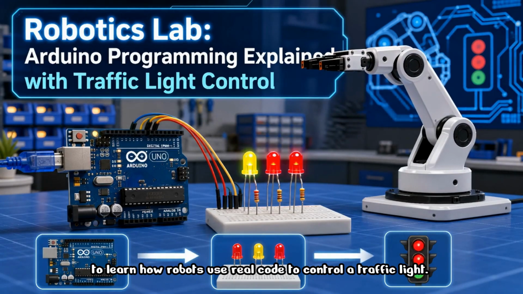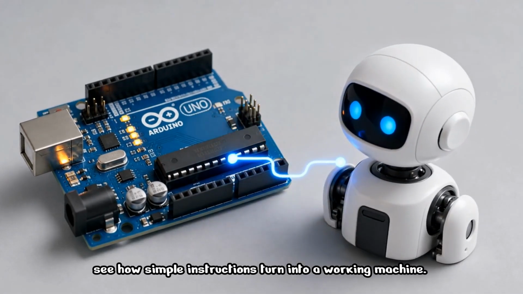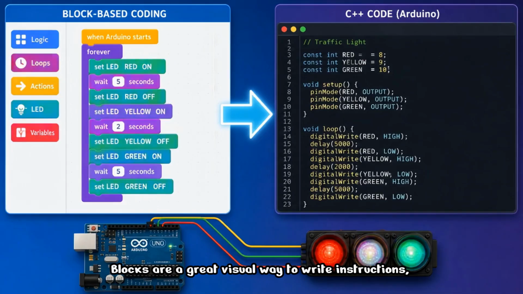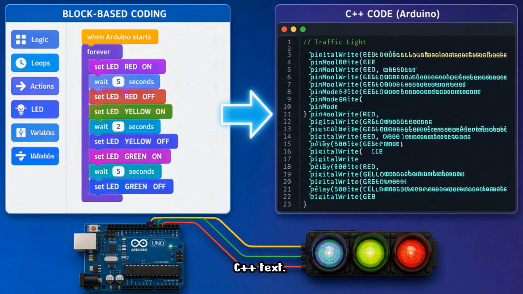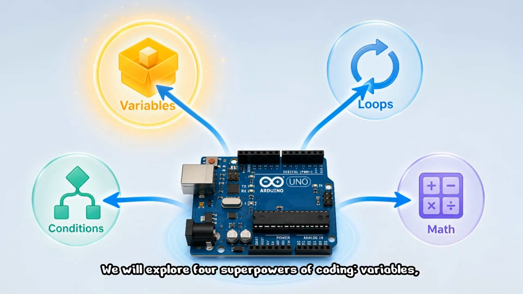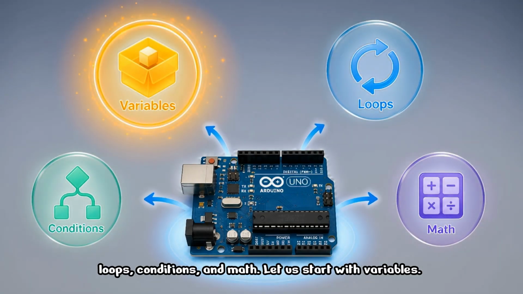Today we are going to learn how robots use real code to control a traffic light. We will be using an Arduino Uno and a helper robot to see how simple instructions turn into a working machine. Blocks are a great visual way to write instructions, but today we will see how they transform into real C++ text. We will explore 4 superpowers of coding: variables, loops, conditions, and math.